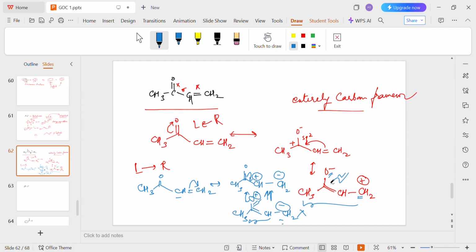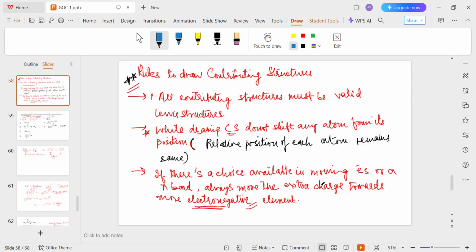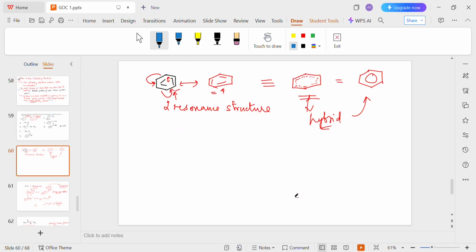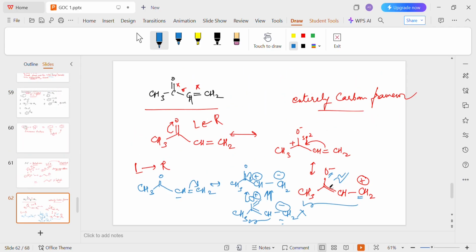Okay, I told you here while writing the rules, this is the third one. If there is a choice available in moving electrons or a pi bond, always move the extra charge. Extra charge means negative charge or a pi bond towards the more electronegative element. Okay, always. So this is the more stable contributing structure than this.